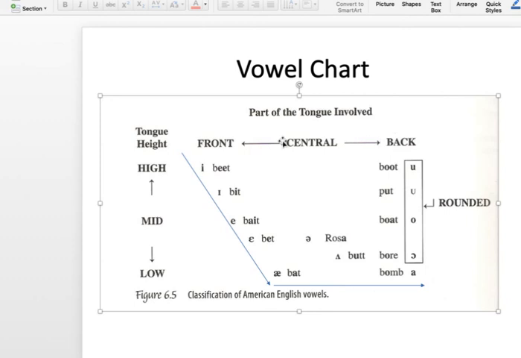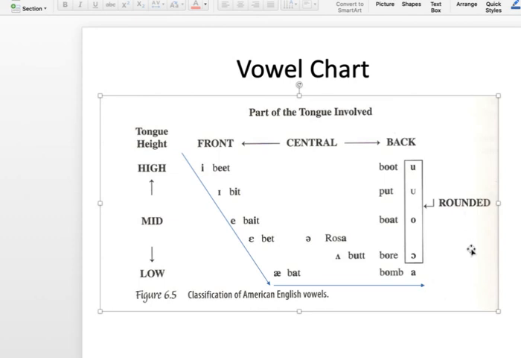Okay, so this represents which part of the tongue is involved: front, center, or back part. And this discusses the tongue height, how high the tongue was. The tongue was low, mid, or high. Okay, this roundedness is about the lips. It is not about the tongue, it is about the lips.